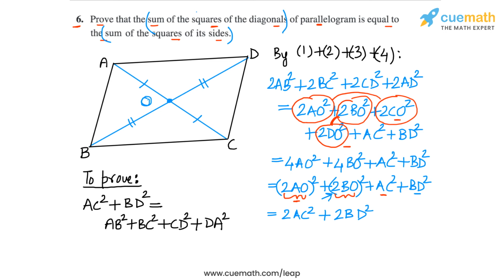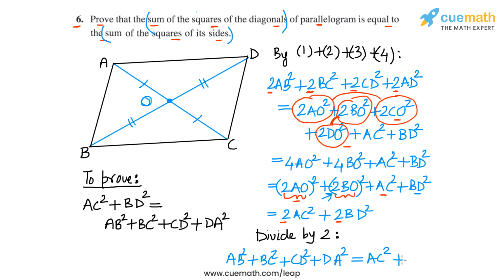Okay, and now if we look at the left side, in the left side we have the factor 2 common to all the 4 terms, and on the right side also we have this factor 2 common to both terms. So we divide by 2 on both sides. So then on the left side we will get AB square plus BC square plus CD square plus DA square. And what will we get on the right side? On the right side we will get AC square plus BD square.